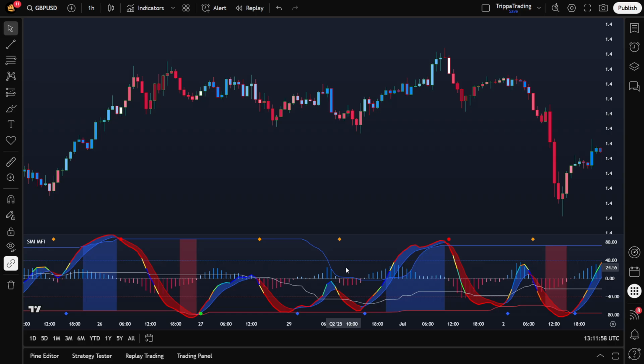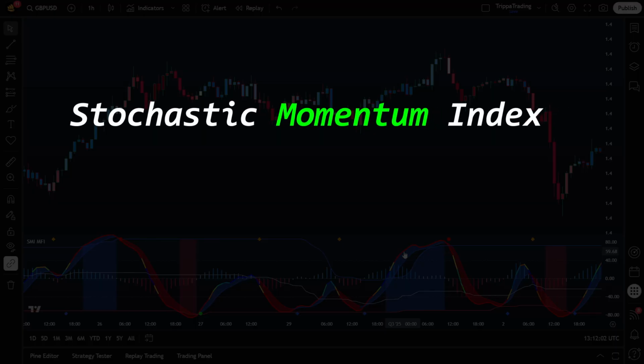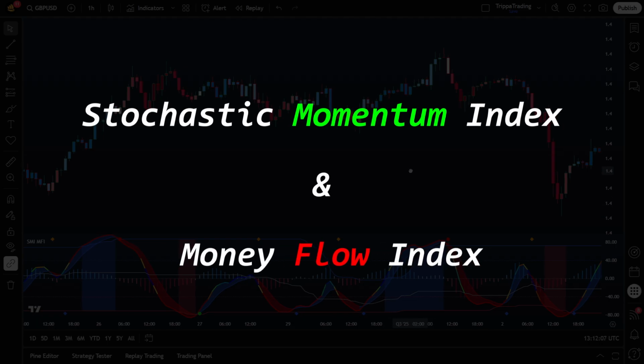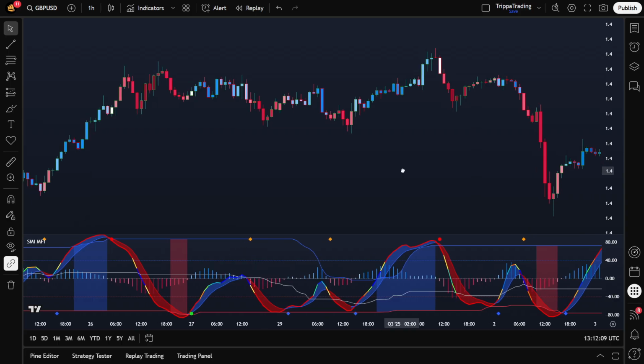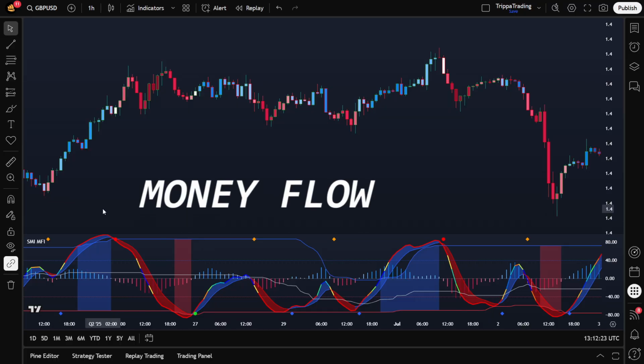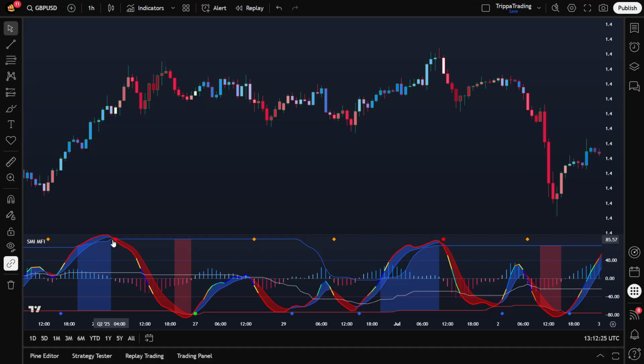Now here's the genius behind this tool. It combines two powerful oscillators, the Stochastic Momentum Index, SMI, and the Money Flow Index, MFI. You already know SMI is amazing at tracking short-term momentum, and MFI shows us where the buying and selling pressure is coming in. Now imagine combining them. Instead of price being used as the SMI input, this indicator uses the actual money flow, giving you a much sharper and more accurate view of momentum. That's what makes this indicator stand out. So let's break it down.